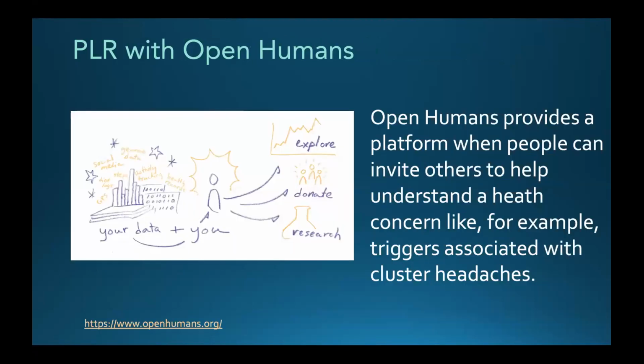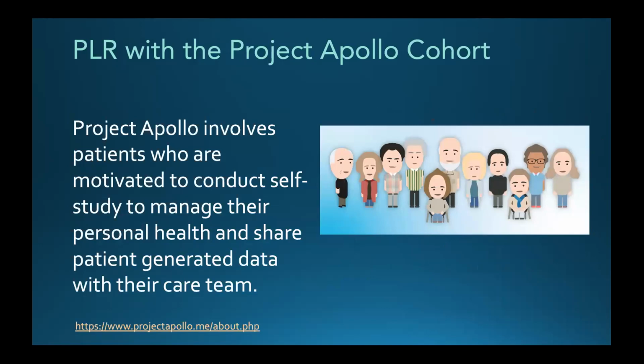The other one is the Open Humans platform, where people are able to invite other people to help to understand a health concern. And one example would be creating a community that has experienced cluster headaches and trying to look to see what kind of triggers are associated with onset of a cluster headache. And so somebody may start a study and invite other people to join in to contribute data to answer these questions.